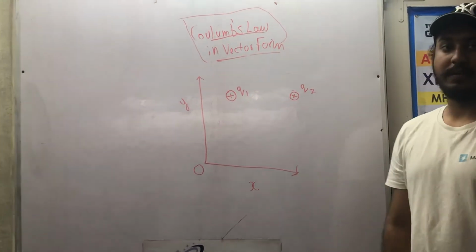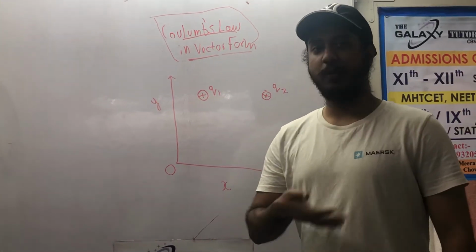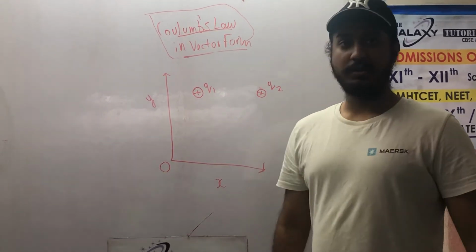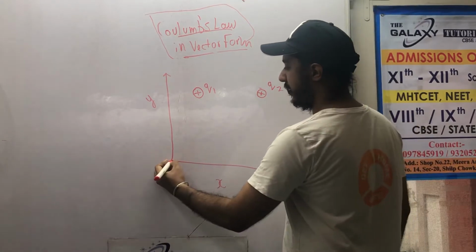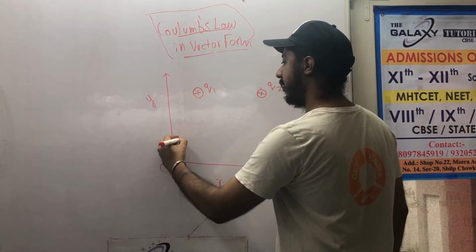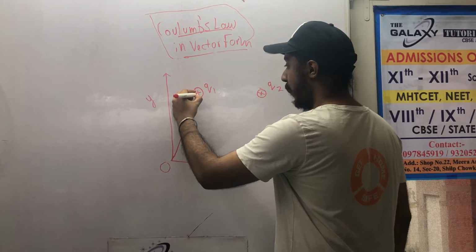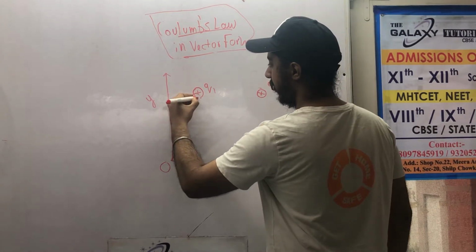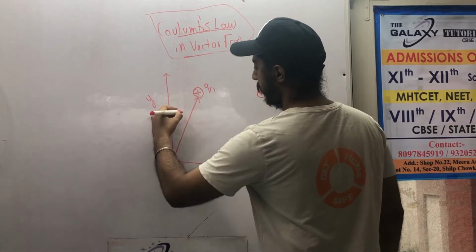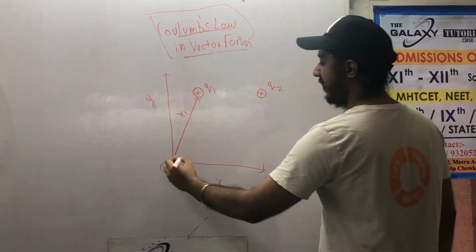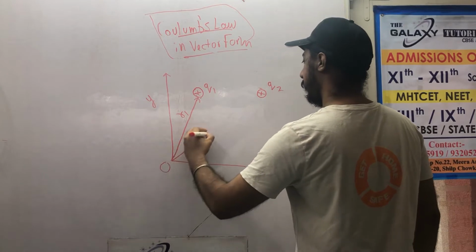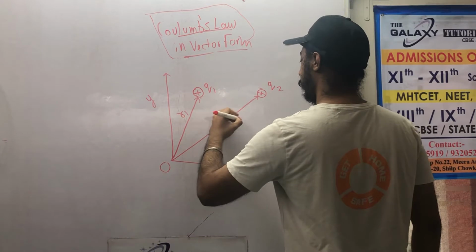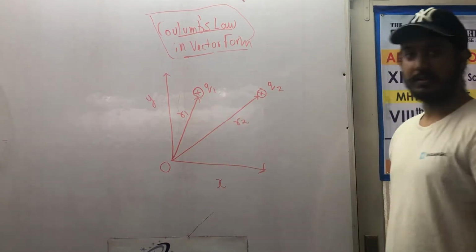Now I am going to write the vectors. I already told you what a position vector is. A position vector is a displacement vector that is drawn from the origin. So q1 is at a displacement of r1 from the origin, and q2 is at a displacement of r2. I hope that is clear.